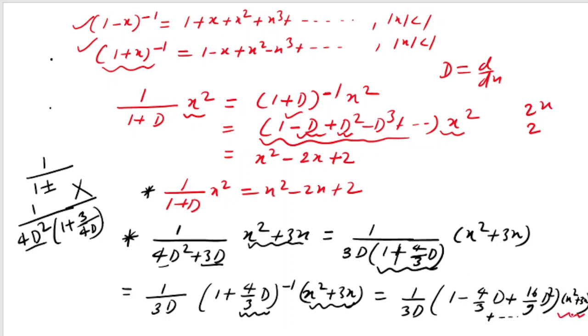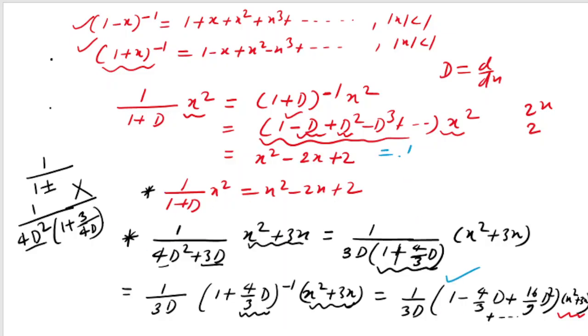So D cube, if you operate on x square, it will give you 0, right? Now I am not going to continue because I am going back to the original problem. What we can do after this, or let me continue here, let me use a different ink so that it is not all mixed up. I am writing here in the top.